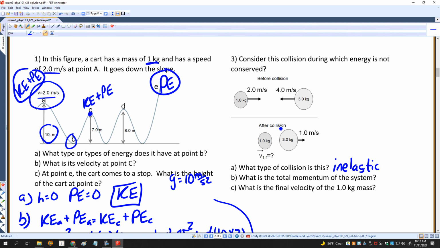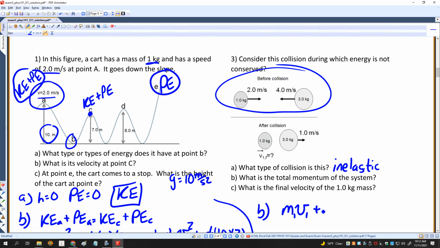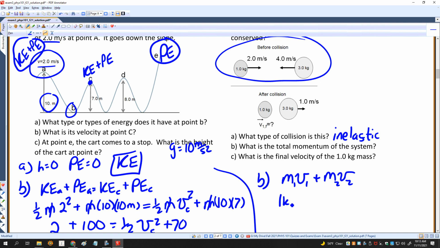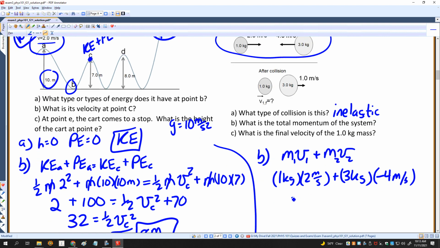What is the total momentum of the system? So for B, I know the velocity for both of them in this case. So the total momentum would be m1 v1 plus m2 v2. That is to say 1 kilogram times 2 meters per second plus 3 kilograms times negative 4 meters per second. Got to keep that negative, and so that's equal to 2 minus 12, or negative 10 kilogram meters per second. So that is the total momentum.